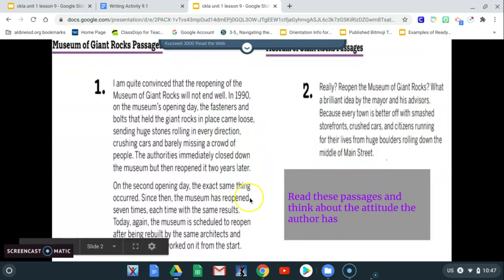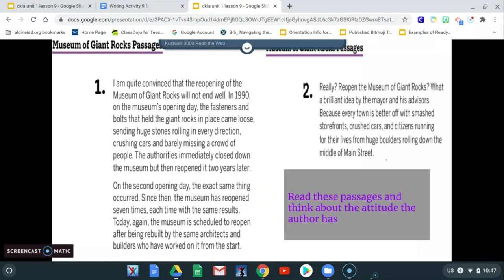So the first thing that we're going to do is go over this short passage about the Museum of Giant Rocks and start thinking about the tone, or what the author is trying to portray through his words in these passages.